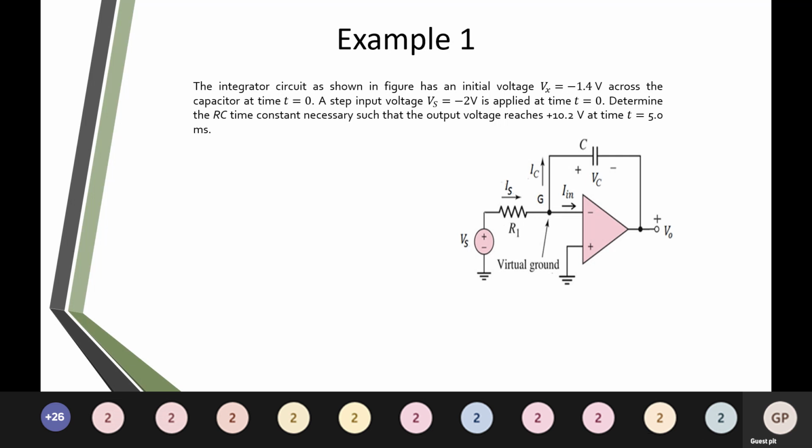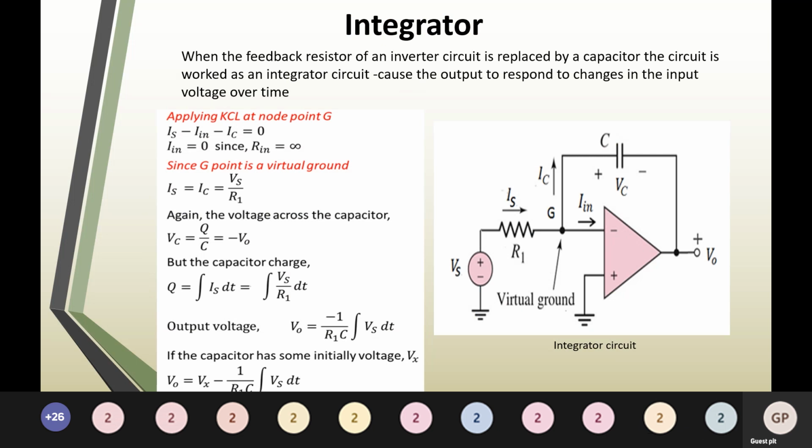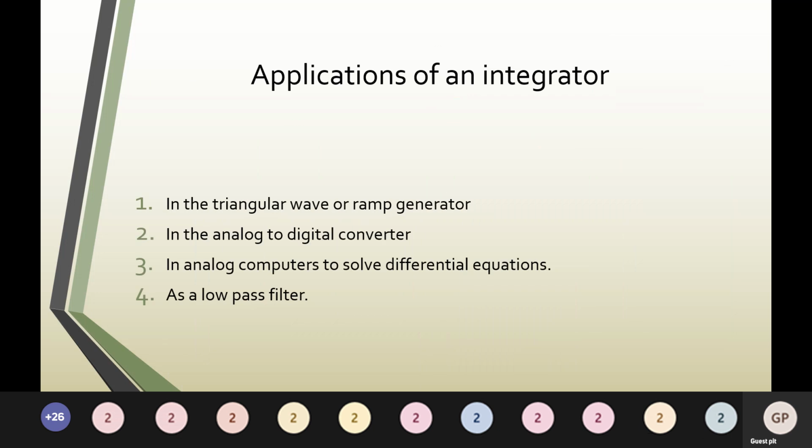Okay, so just try doing this one. What we have to do is try with the final expression that we derived. Let me go back and show you the final expression. So this is the final expression. The output voltage is given, the initial voltage is given, RC is unknown, and the input Vs is given. So all these data are given except this one. Try to substitute and get the answer for this.